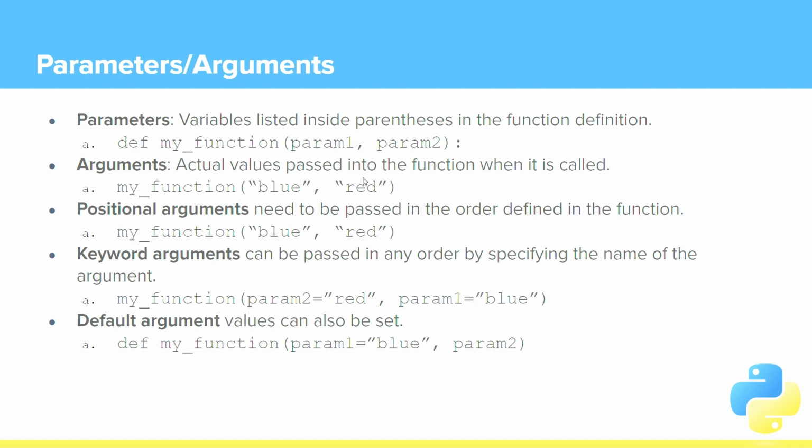Arguments are the actual values passed into the function when it's called. So if we're calling the function, there's no def keyword here, we just have the function name and then our parentheses. And then we're inputting two arguments, blue and red. The arguments are what is actually input into the function.